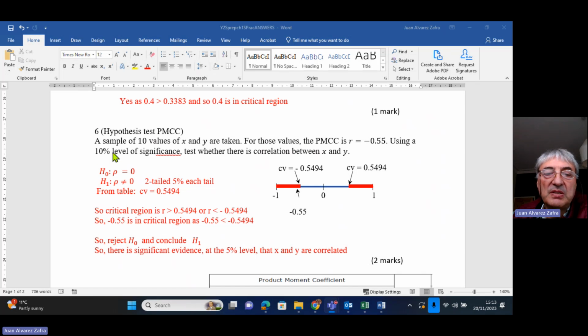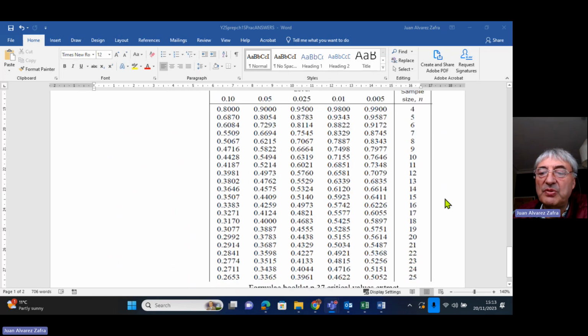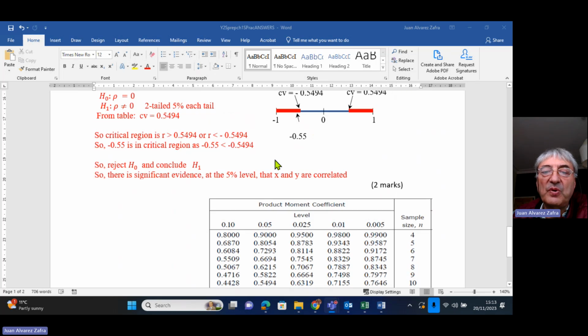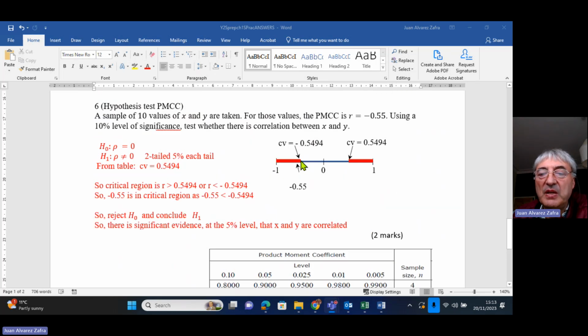And so a 10% significance level, two-tailed, is 5% each side. So using the tables, we're going to be looking at 10 values, 5%. Looking at 10 values, 5%, we have a critical value of 0.5494. And because it's two-tailed, it will be in the critical region if the value is less than minus 0.5494 or greater than plus 0.5494. So if you have a value of minus 0.55, that is just within the critical region, and so that is significant.